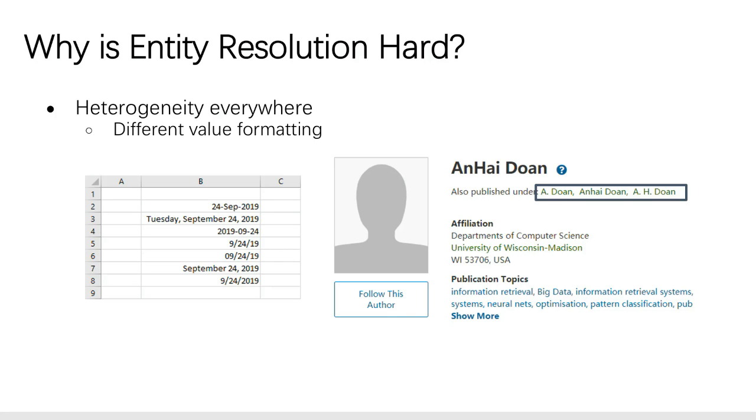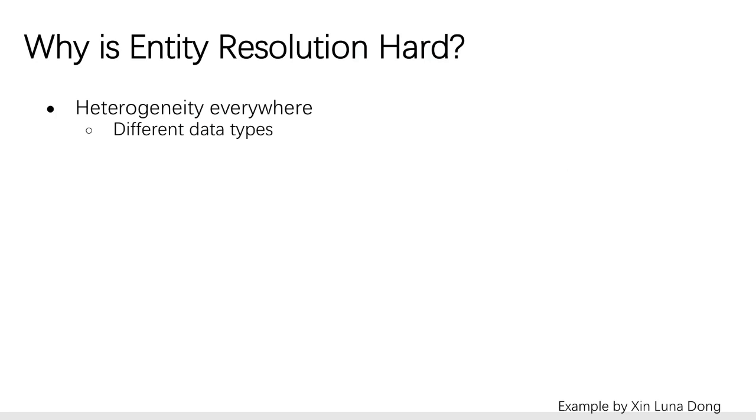And even if we are talking about the same value, it can be represented in different formats. One notorious example is dates, right? In America, in Europe, and in, let's say, Asia, or in many different countries, the default way to represent dates is different. And on the other hand, names are also highly ambiguous. For example, again using Anhai Doan's example, there are different names and name abbreviations he has used in his previous publications, making the problem much more difficult.